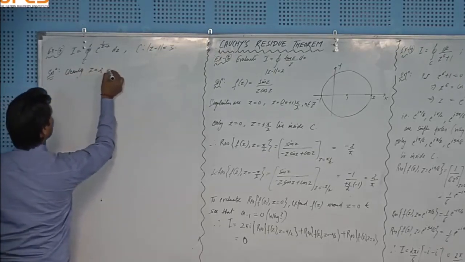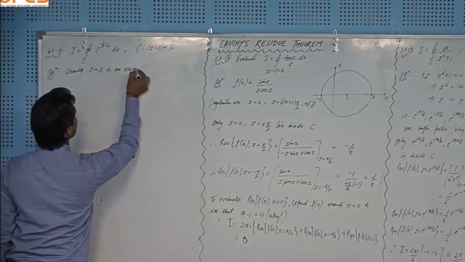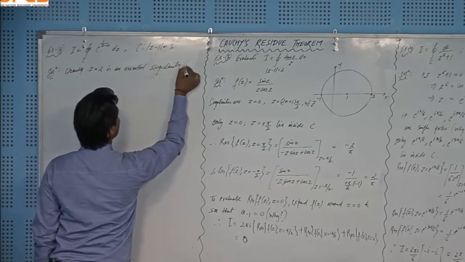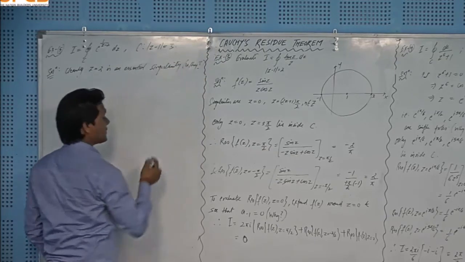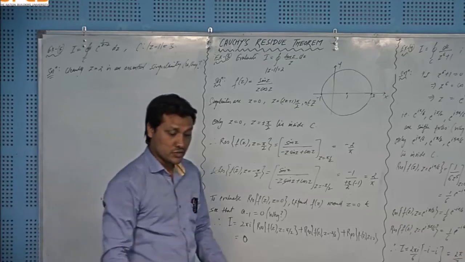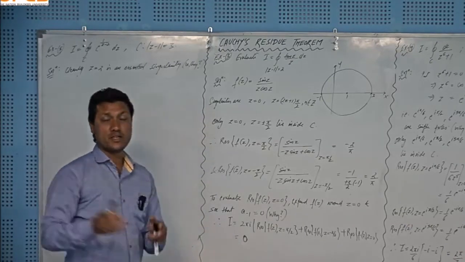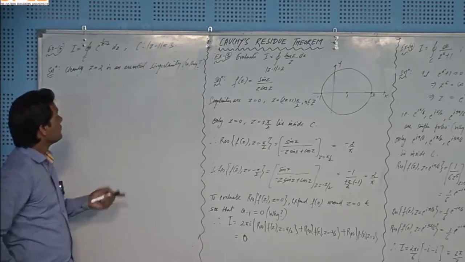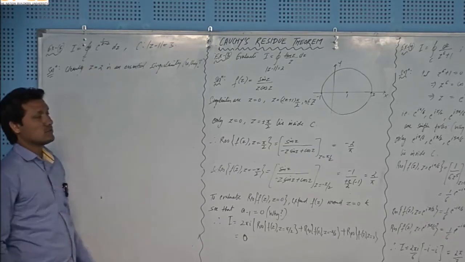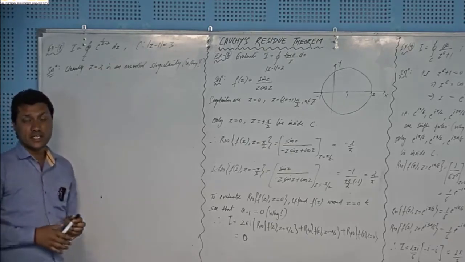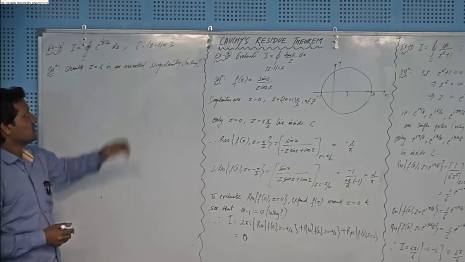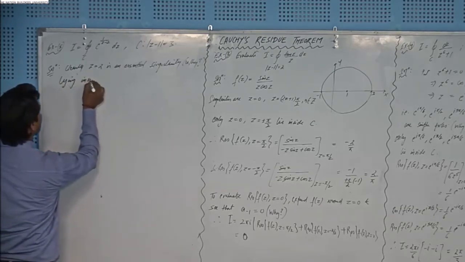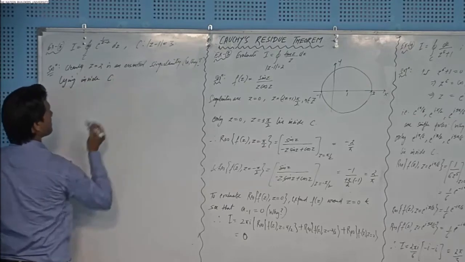z equal to 2 is an essential singularity, right? And you should know the reason why we are writing it as an essential singularity, right? An essential singularity is when you expand the function and you get infinite negative powers of z − z₀, right? And if you allow yourself to expand this, you will see that there will be infinite negative powers of z − 2, right? That's why it is an essential singularity, and lying inside your circle C, right?